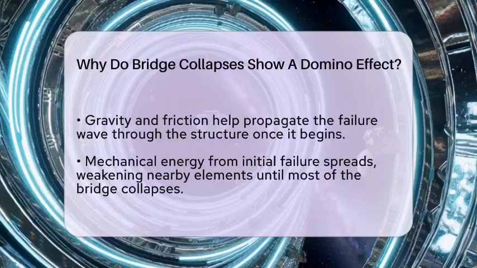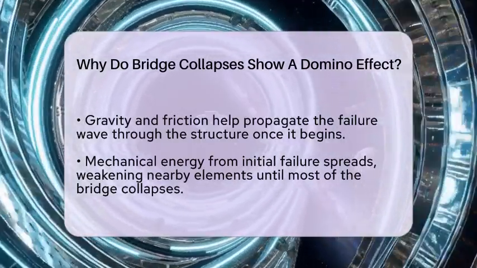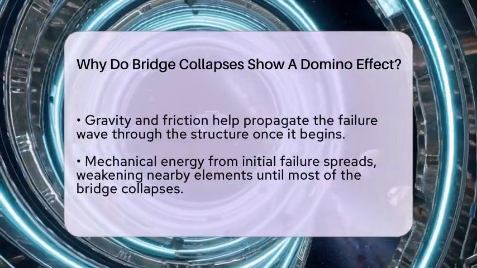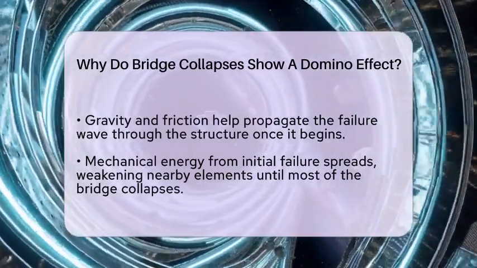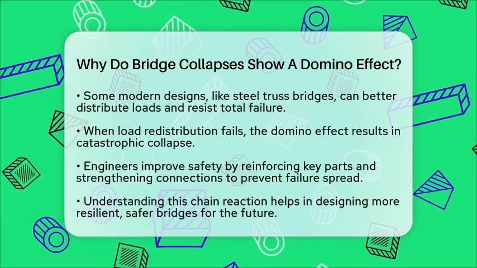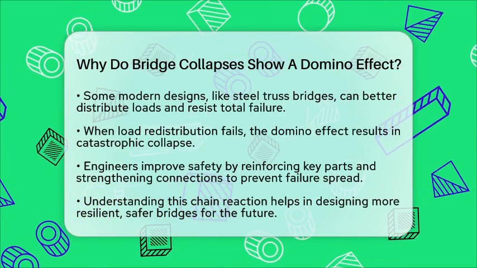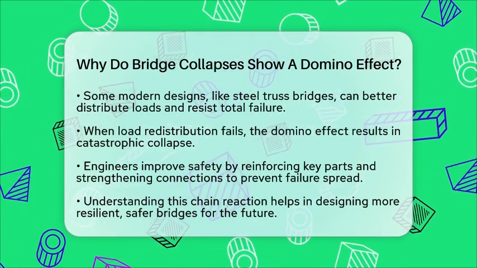Some modern bridge designs can resist this chain reaction. Steel truss bridges, for example, can sometimes redistribute loads after local damage, preventing total collapse. But when these systems are overwhelmed, the domino effect takes over, leading to a catastrophic failure.